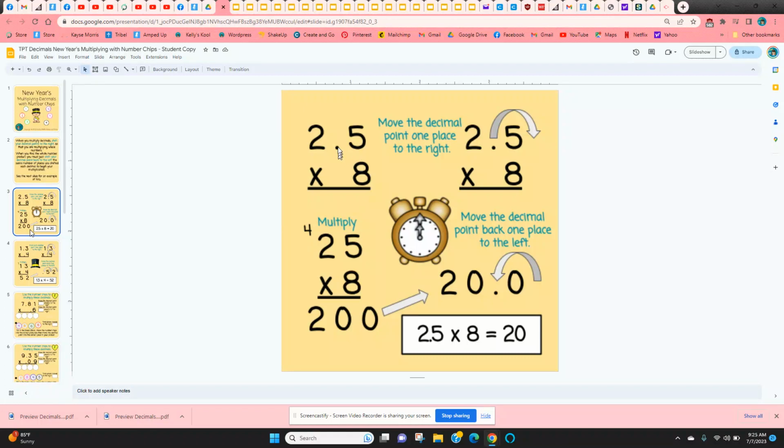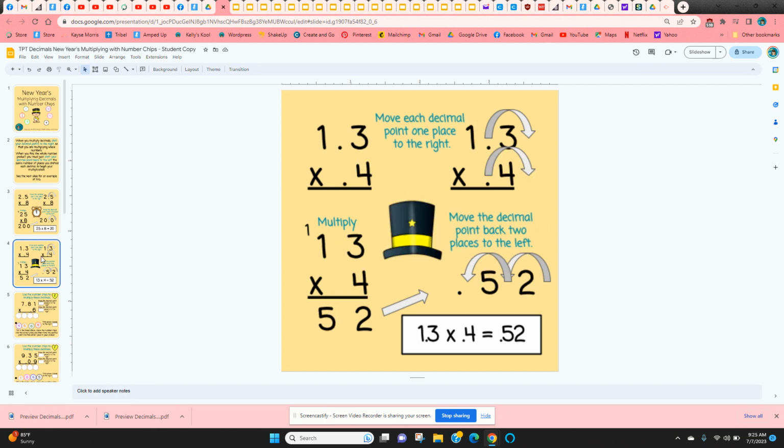So for this problem, there's only one decimal point you need to move. So one place to the right. And then you're multiplying as if they're whole numbers. When you get your product, you're going to move back one place to the left for your solution.